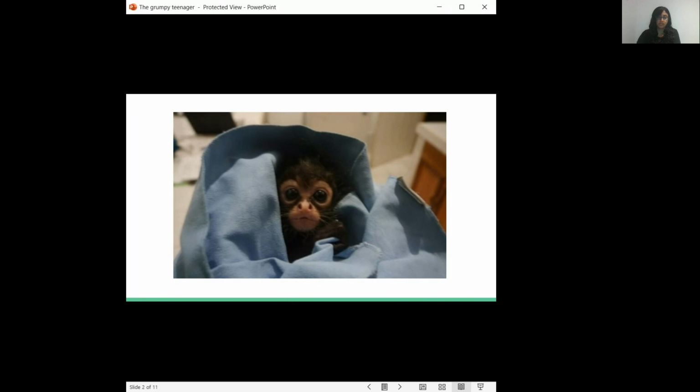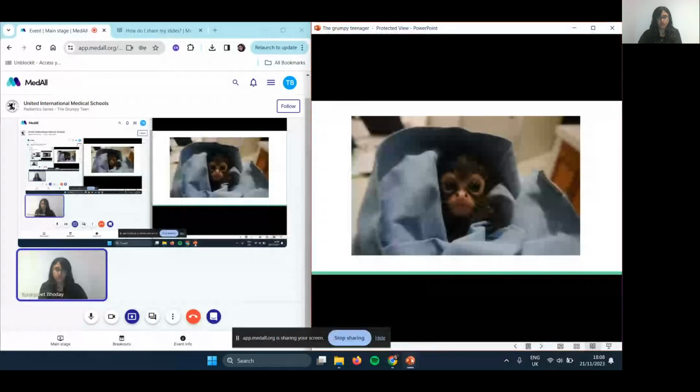Okay, I can try screen sharing a different way. One second. One second, I'm just trying to screen share in a slightly more helpful way.